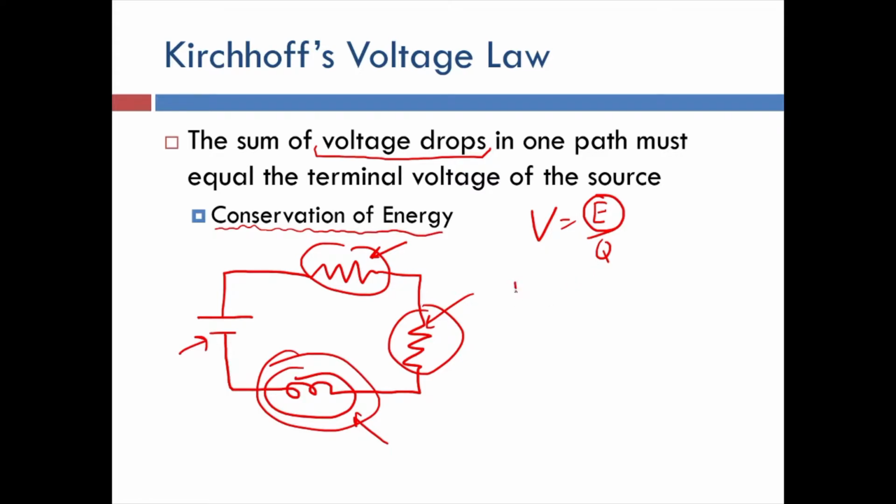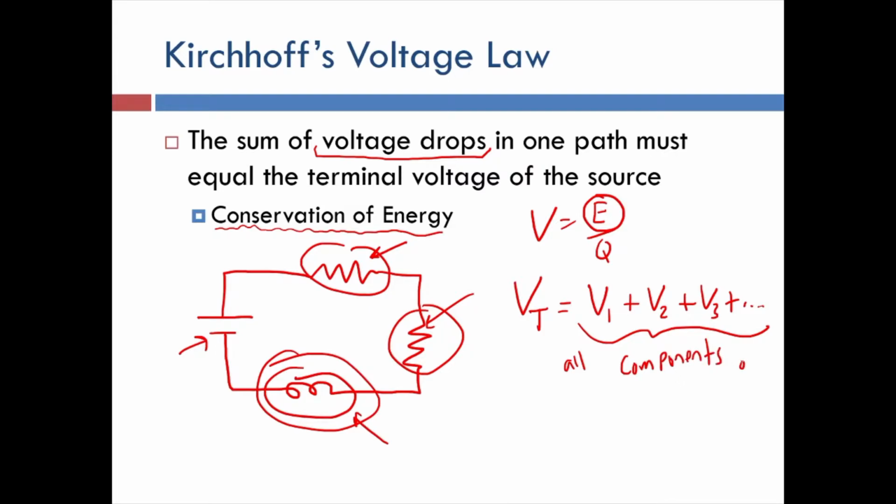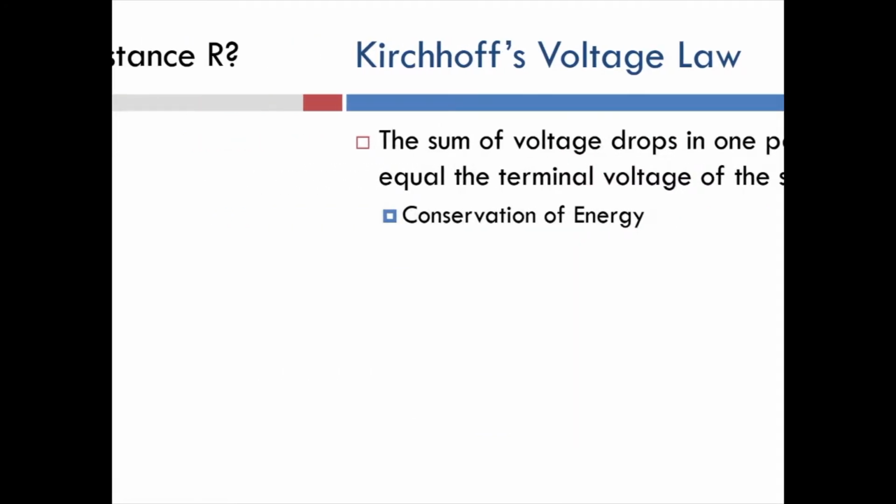Mathematically, you can show it as the terminal voltage is equal to the voltage at component 1 plus the voltage at component 2 plus the voltage at component 3 and so on, for all components on the one path. Okay, so let's go through an example of calculating this out.